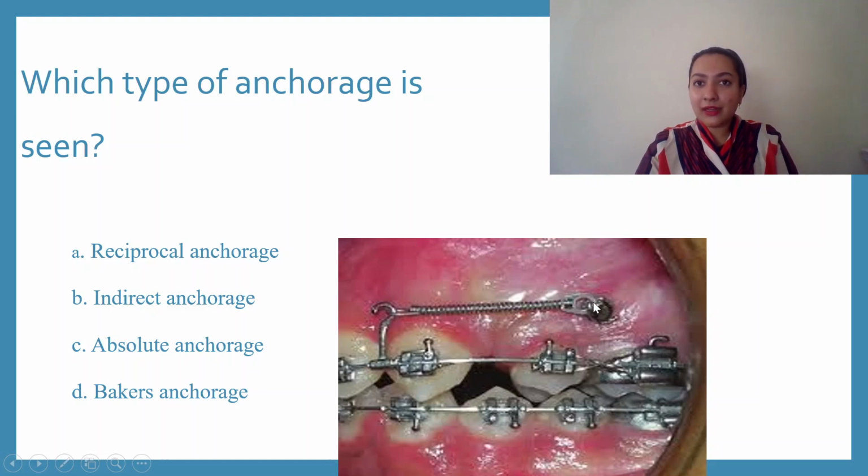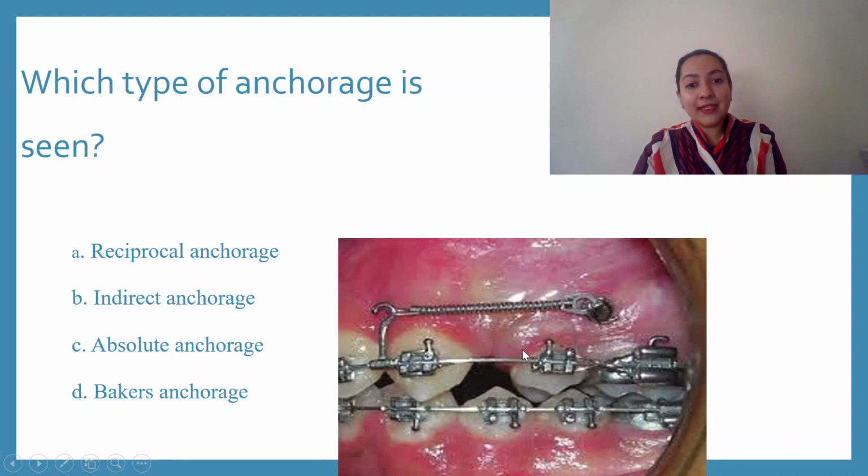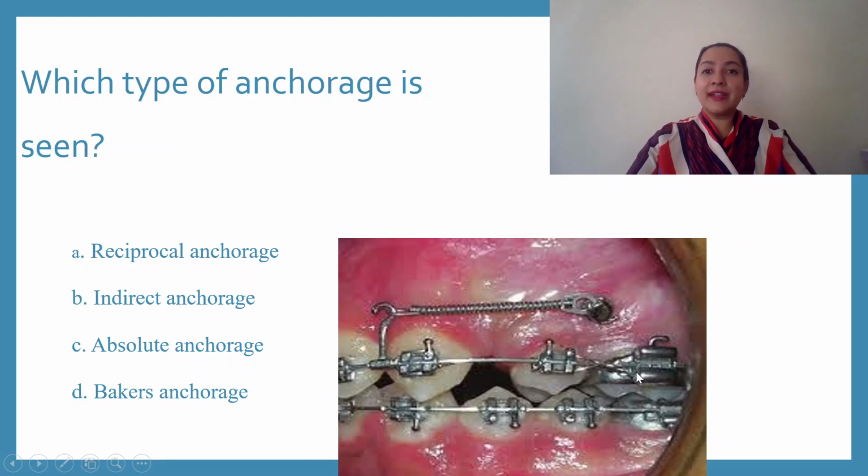Okay, this is an interradicular implant, and there is a hook which is present. The hook is attached to the TAD or the mini screw with the help of a coil spring. This is a closed coil spring which is used to bring about tooth movement in such a way that when force is applied, the space present over here is closed. If I attach a wire from the implant to the molar and I take anchorage from the molar, then it becomes a case of indirect anchorage, because the molar is actually attached to the mini screw, but we are taking anchorage from the molar.